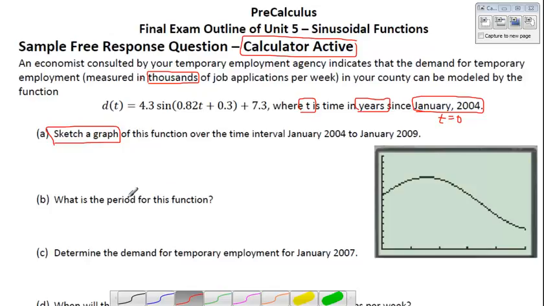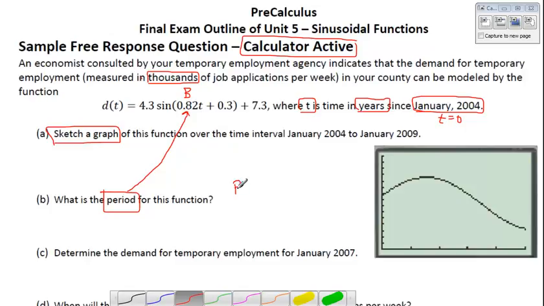What is the period of this function? So when does this repeat? Obviously I don't see this repeating on this interval. I could do this two ways. One, I could make a larger window to see when it repeats, or I could go straight to here. This is the b value.